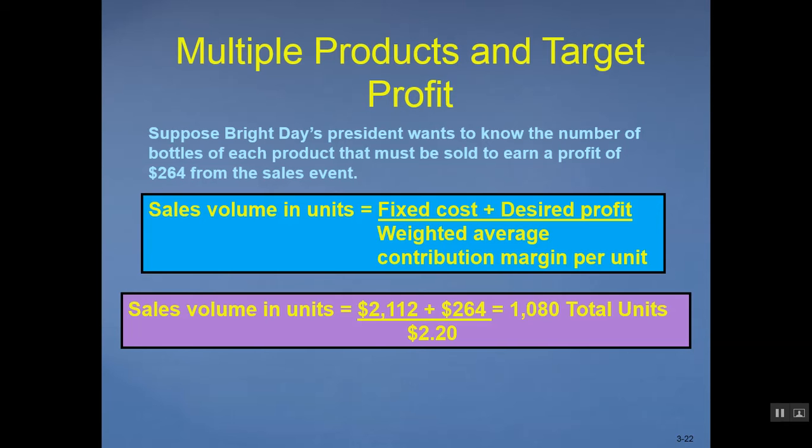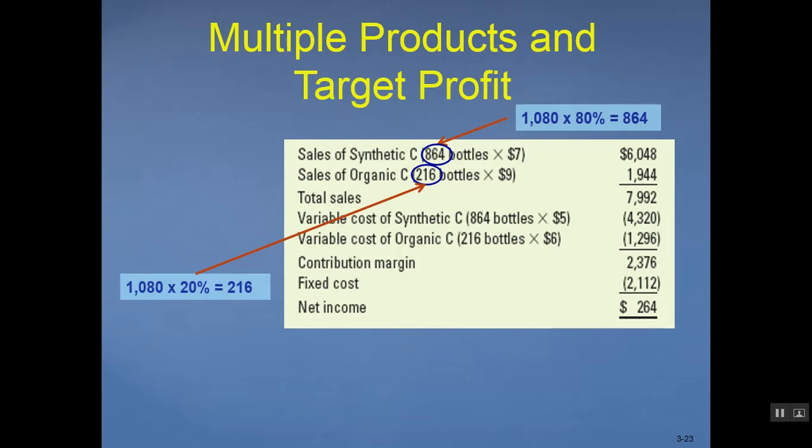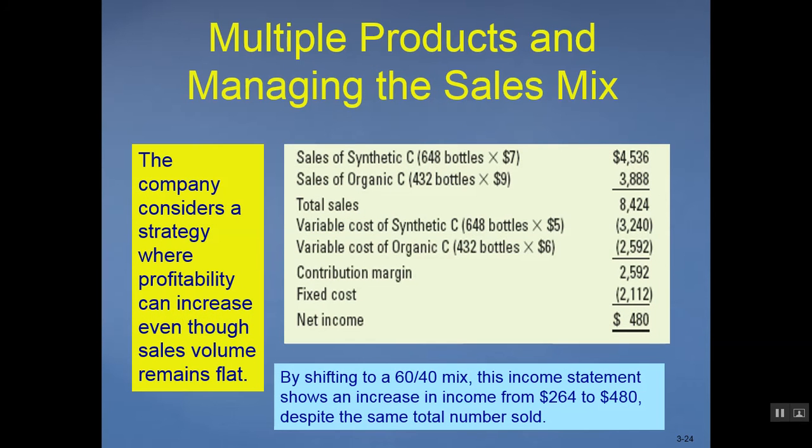Suppose that Bright Days' president wants to know the number of bottles of each product that must be sold to earn a profit of $264 from the sales event. Again, you would do the same exact thing. You would take fixed cost plus the desired profit divided by the weighted average contribution margin to get a total number of units of 1,080. That's going to give us a profit of $264. Again, you multiply it by the percentages of sales and we calculate our total.